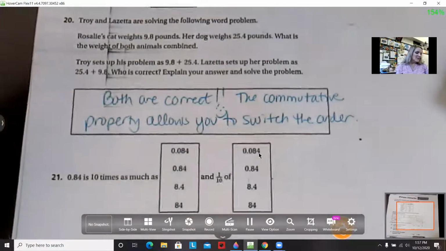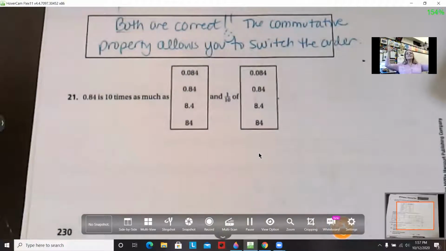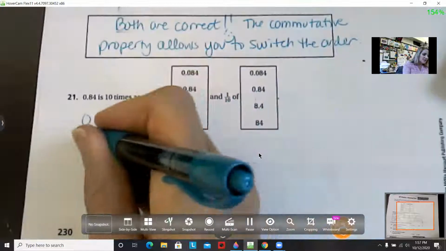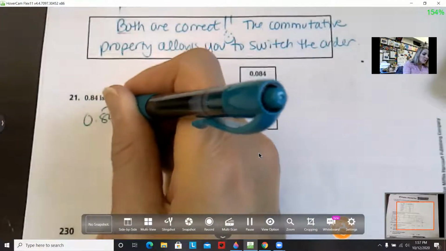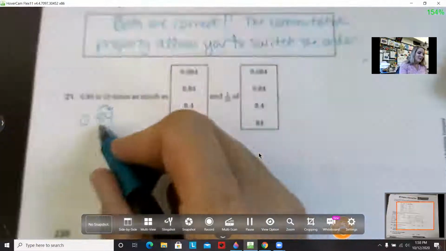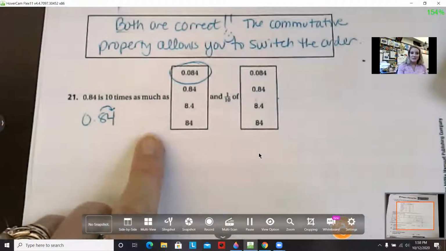All right, kiddos, last problem. 84 hundredths is 10 times as much as what smaller number? Okay, so if I have 84 hundredths, I need to scooch it over to show that it's 10 times larger than what smaller number? The 84 has to scooch one more place value over into the thousandths place.